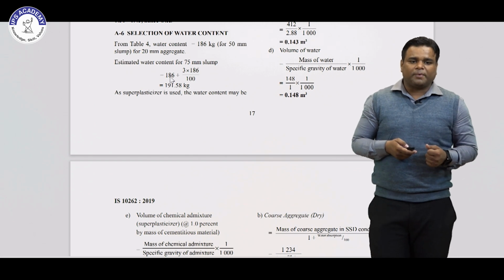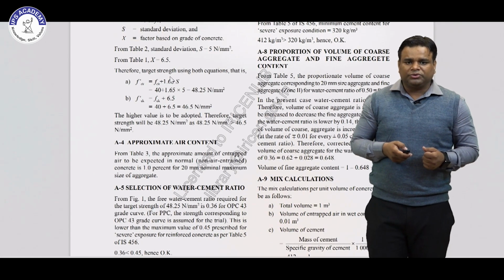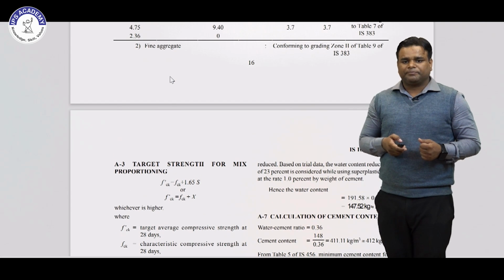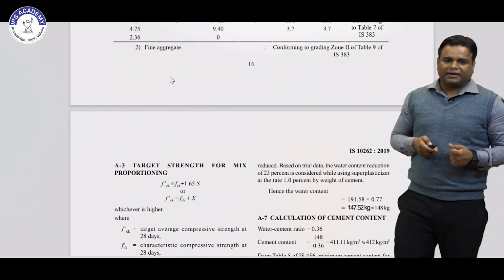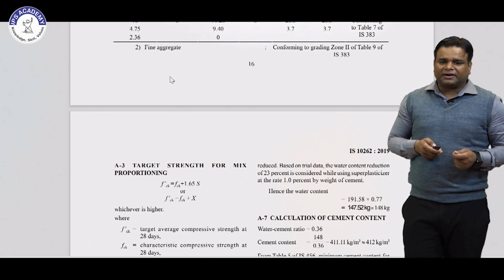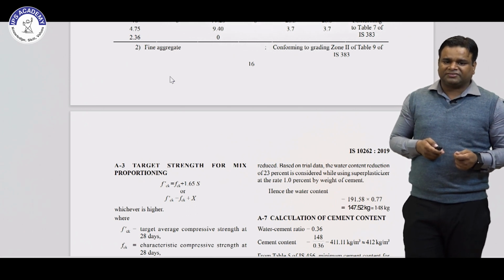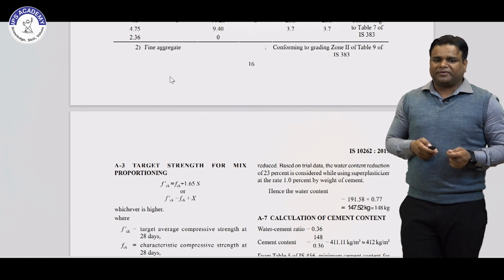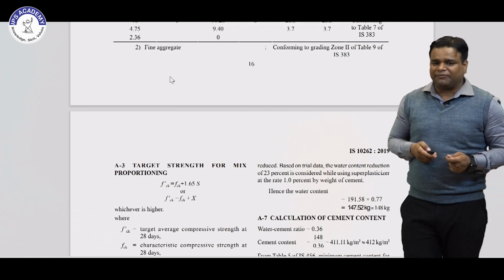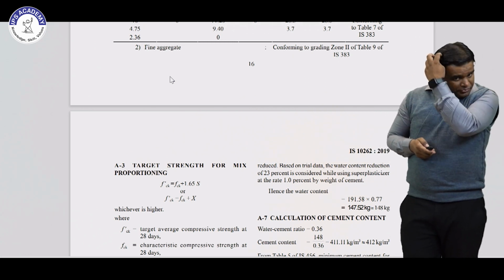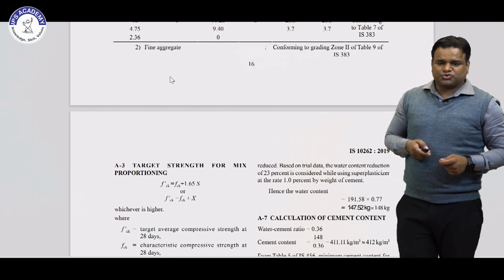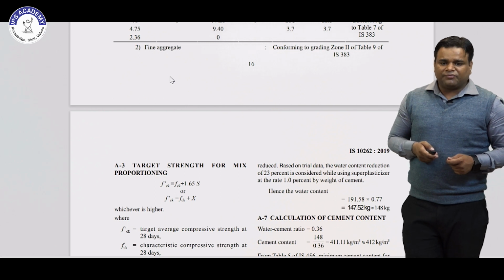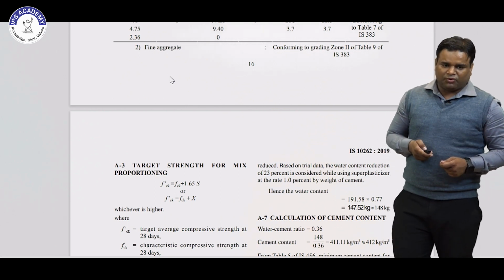So we are using superplasticizer also. So according to that we have to reduce the water content. Based on trial, a water content reduction of 23% is considerable while using the superplasticizer at 1% by weight. So according to this relation, we can get the actual water content, which is 148 kg of water.